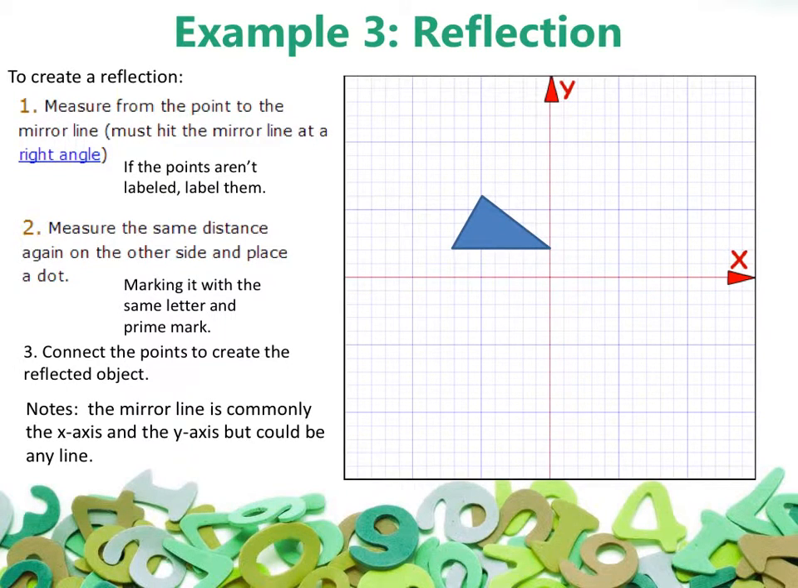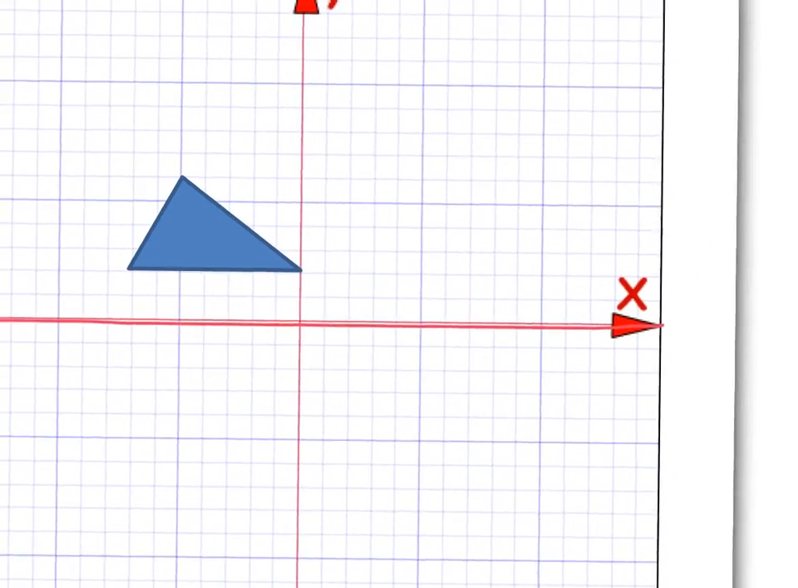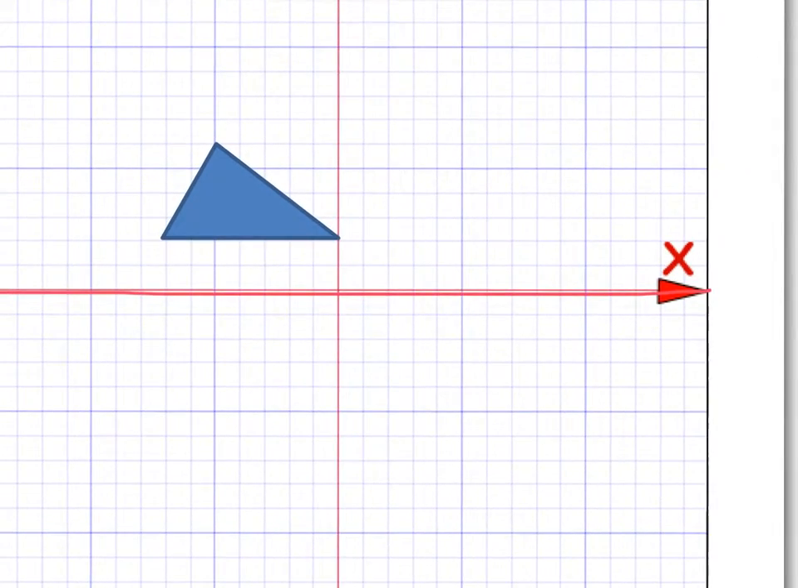Here's example 3. Please take notes on the slide. We're going to create a reflection, and the reflection in this case is going to be over the x-axis. So our line of reflection is going to be this line right here. Now, as we reflect over that line, the first thing we should probably do is label our points. So let's label them A, B, and C.